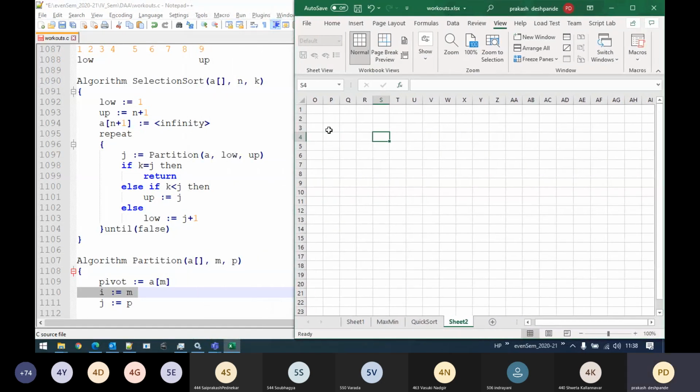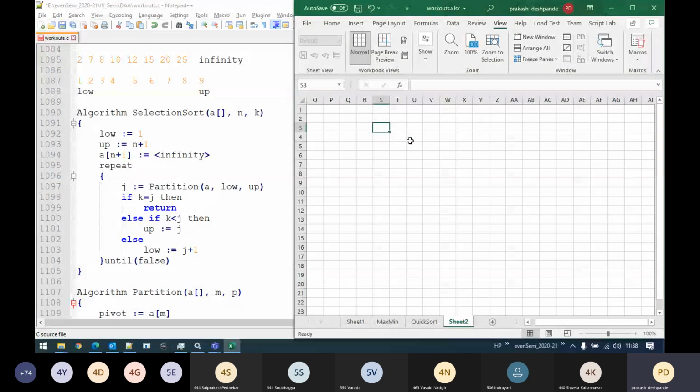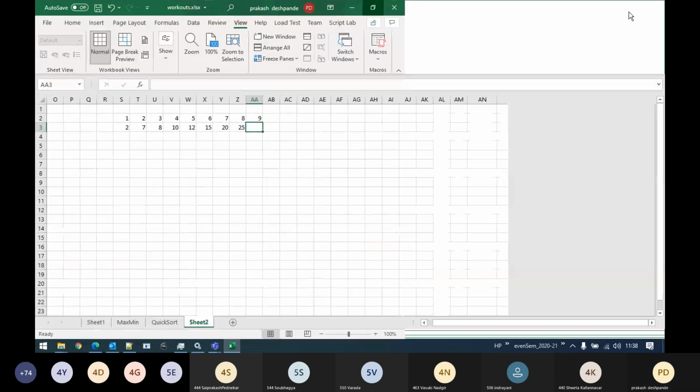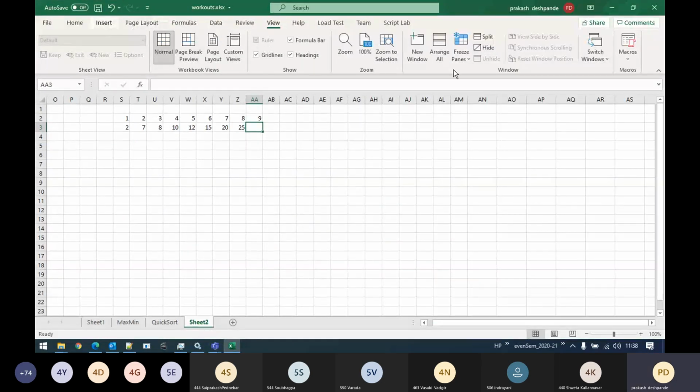Now let's have the values as 2, 7, 8, 10. After 10, we have 12, then 15, then 20, and 25. Let me write the position values above that. Say this is 1, 2, 3, 4, 5, 6, 7, 8, and then at the 9th position we have an infinity. Let me check if I can put infinity here.